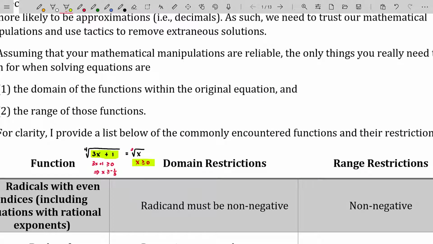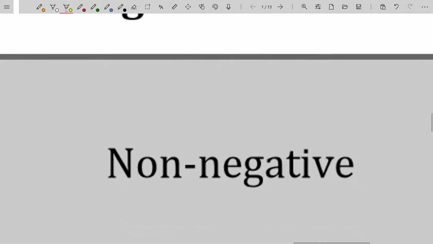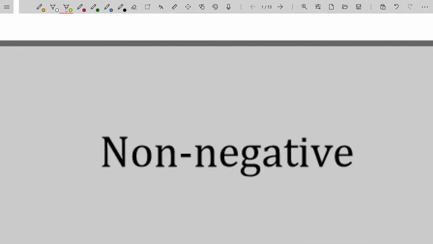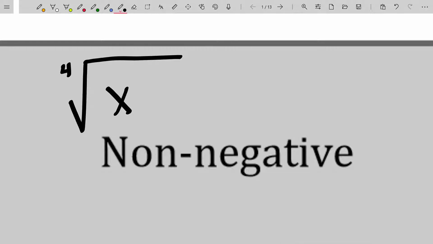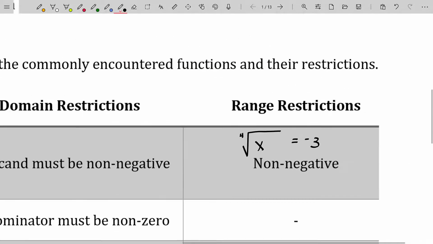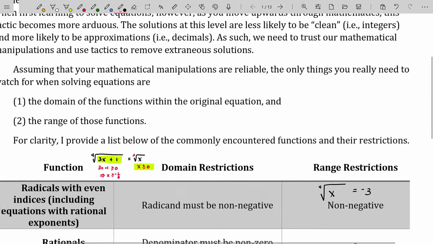Something else you should note about equations with radicals with even indices is that the range of an even indexed radical is not negative. That is, if you have the fourth root of x, whatever that value is, has to be greater than or equal to 0. So if the original equation was the fourth root of x is equal to -3, I know there's no solution because the fourth root of x must be greater than or equal to 0. Even indexed radicals always return non-negative values. So those are the things I look out for when I'm working with radicals with even indices.